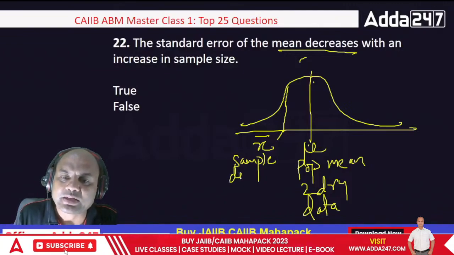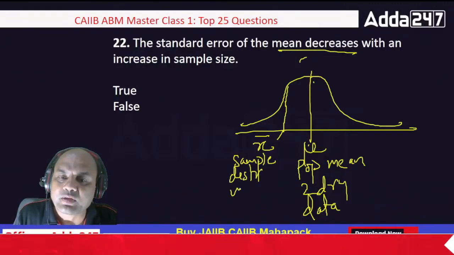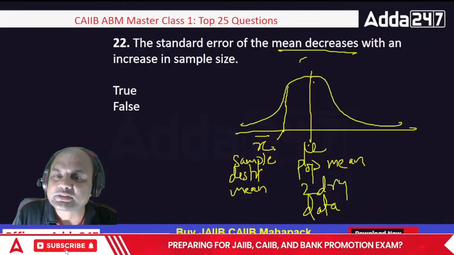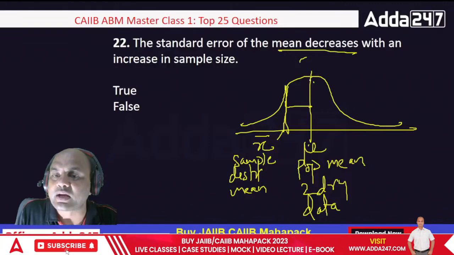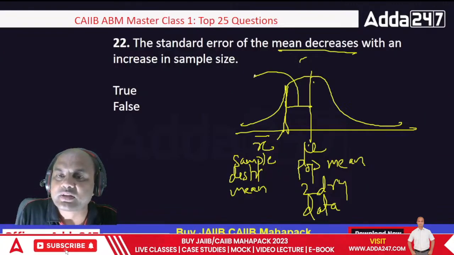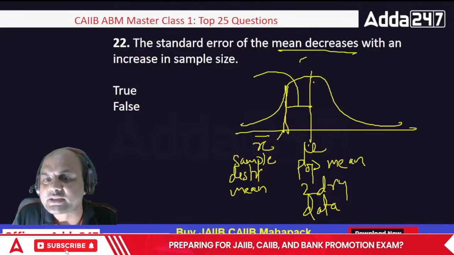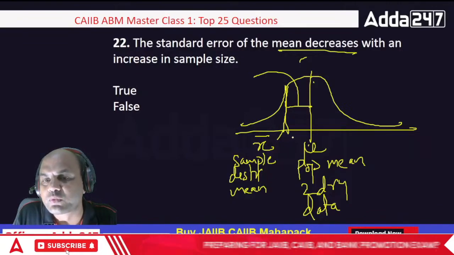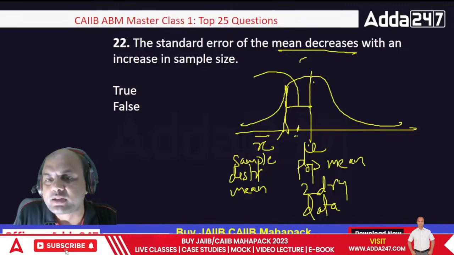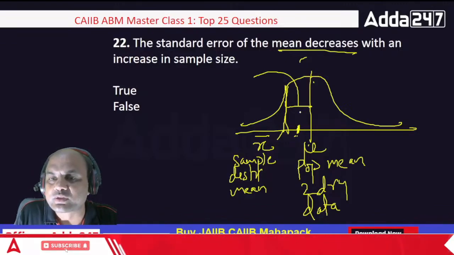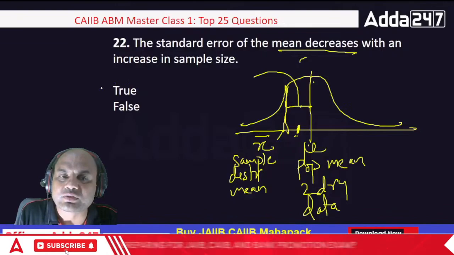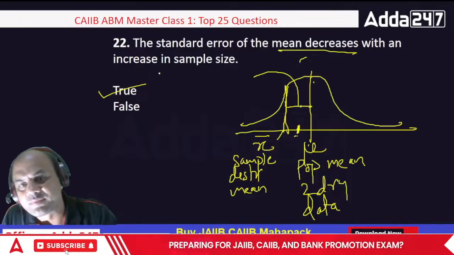This difference arises because this is what I have actually done, while this is what I got from the books. So this difference is known as the standard error. As I go on increasing the sample size, X bar will move towards the population mean. So my standard error is decreasing. So the statement becomes true.